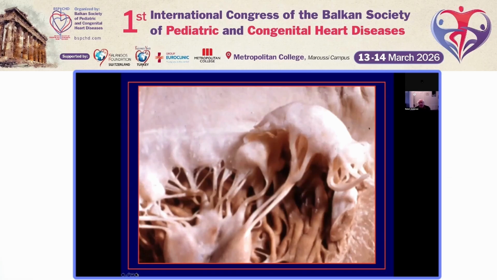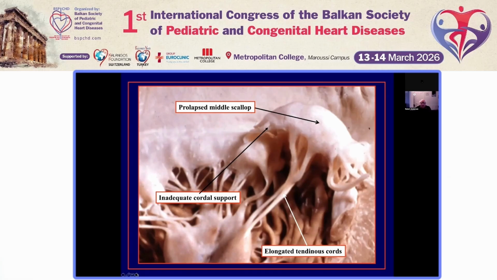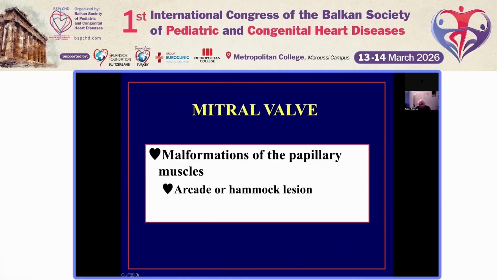But look here at prolapse. Prolapsing here of the middle scallop associated with inadequate caudal support and elongation of the few tendinous cords that support the prolapsed leaflet. Whether this is associated with disjunction still has to be determined, and it could well be that when the valve prolapses, the disjunction is the consequence of prolapse rather than the cause. This still has to be established.